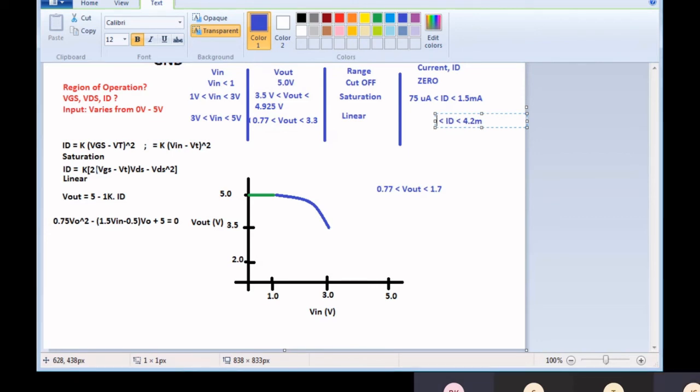Understood. What I was telling is, my doubt was how in the linear region current can be more than whatever we got in saturation, but that is for a different value of VGS. That's right. That's why we want to find out at the lower end also how much current is going to come.